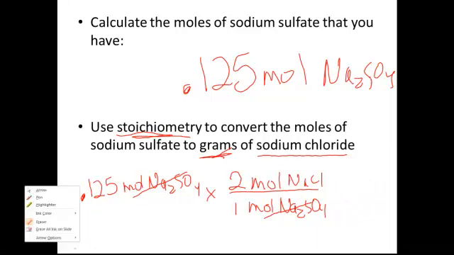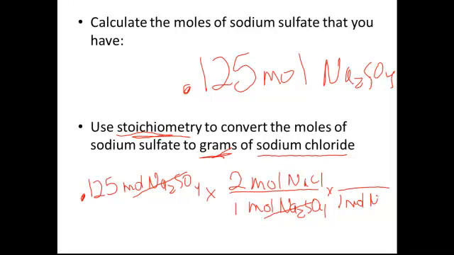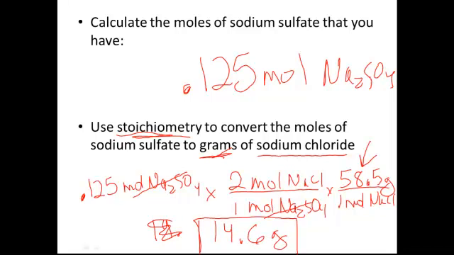So instead of stopping here, now we can go: 1 mole of NaCl has a mass of 58.5 grams. Again, that number comes from the periodic table. So now I'm going to take my calculator. I'm going to go 0.125 times 2 times 58.5, which gives an answer of 14.6 grams of sodium chloride. And that is my final answer.